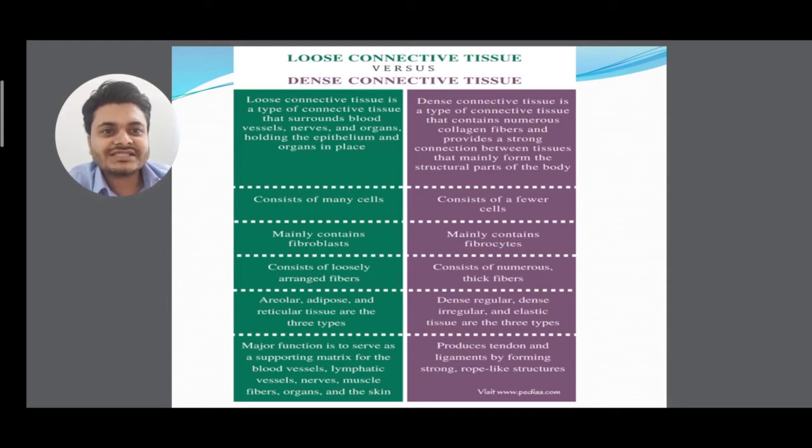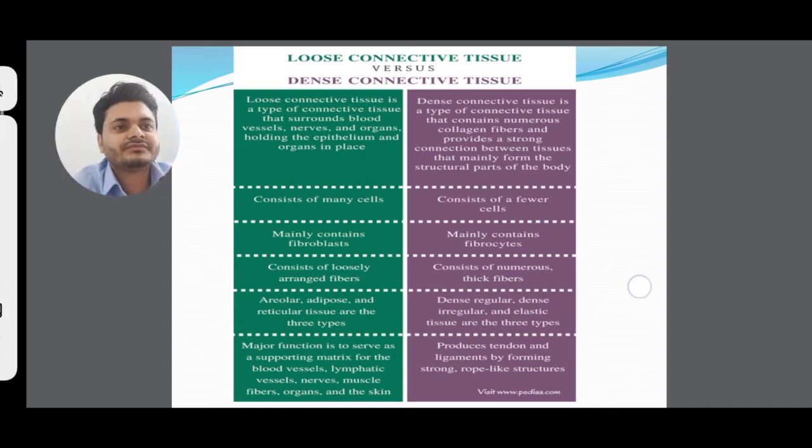Loose connective tissue consists of areolar tissue, adipose tissue, and reticular tissue, and dense connective tissue includes irregular, regular, and elastic tissue. These are the types. Clear? The major function of loose connective tissue is to serve as a supporting matrix for blood vessels, lymphatic vessels, nerves, muscle fibers, organs, and skin. The function of dense connective tissue is to produce tendons and ligaments by forming strong rope-like structures. Clear? Loose connective tissue consists of many cells and dense connective tissue consists of fewer cells.